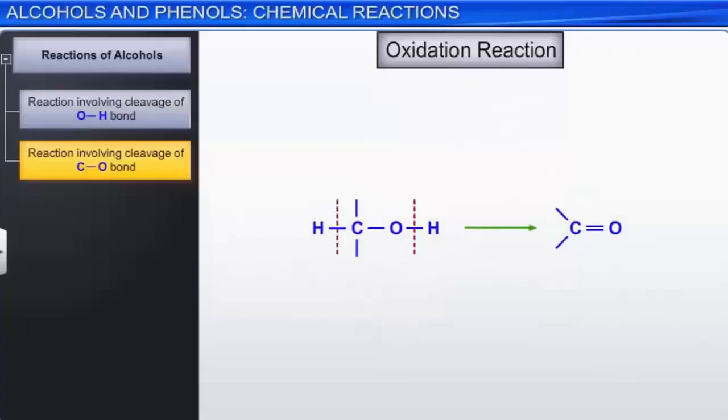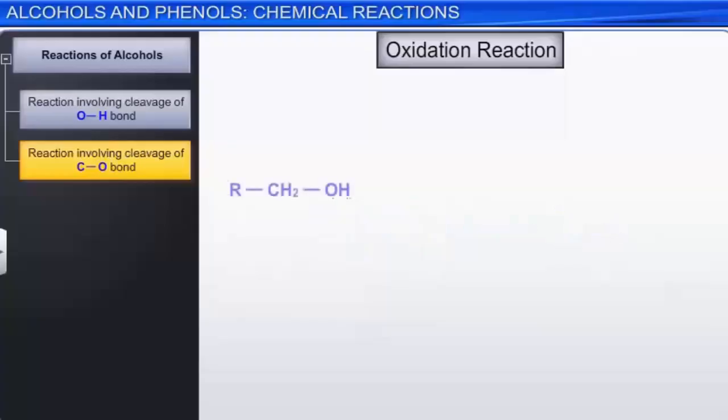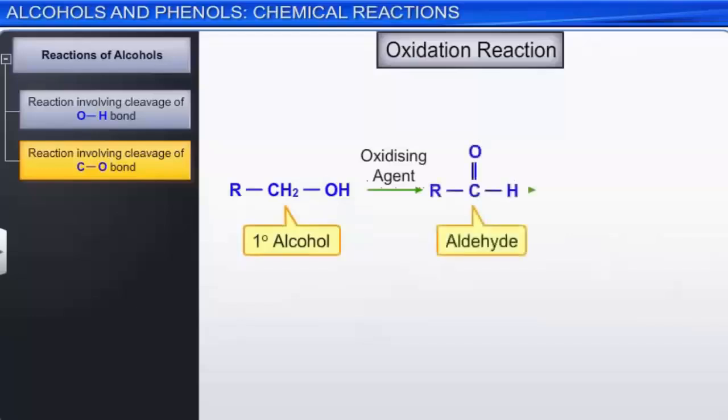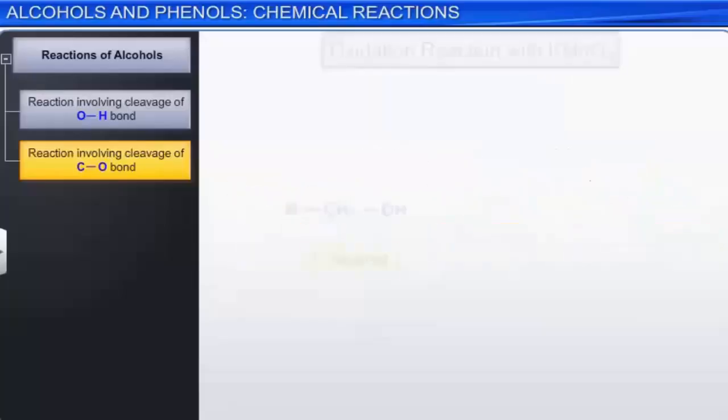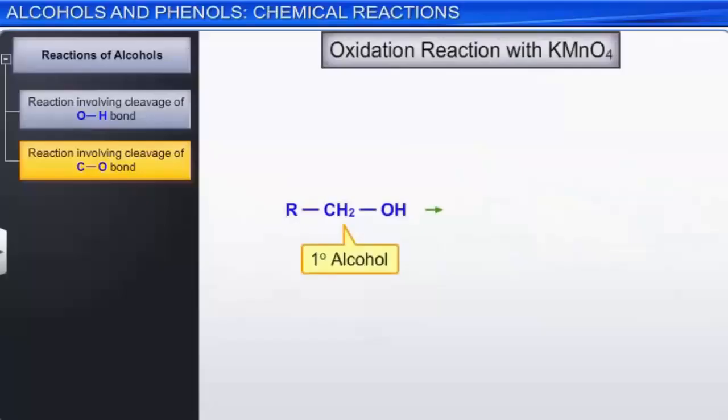Depending on the oxidizing agent used, primary alcohols may be converted into aldehydes and ultimately into carboxylic acids. Let's consider the different reaction conditions and their outcomes. When a primary alcohol is treated with acidified potassium permanganate, a very strong oxidizing agent, the alcohol will be converted directly into a carboxylic acid.